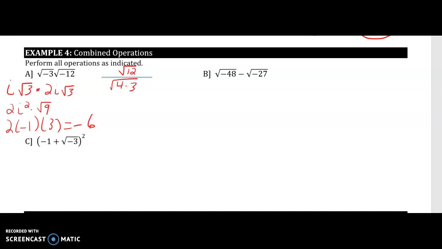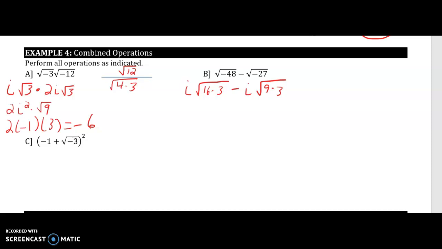Now we're going to do the same thing over here. We've got to simplify these radicals. So what perfect square goes into 48? And also the negative. So this is going to be i times the square root of 16 times 3, minus i times the square root of 9 times 3. Isn't that 27? So I'm pulling out the negative as i immediately, so it's out of the way.